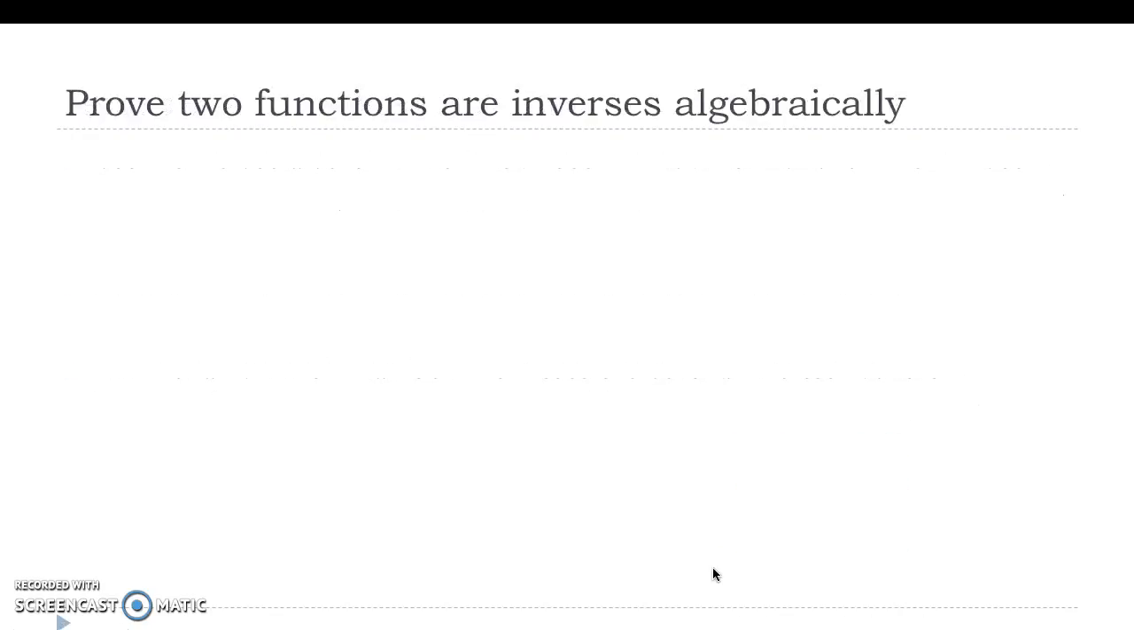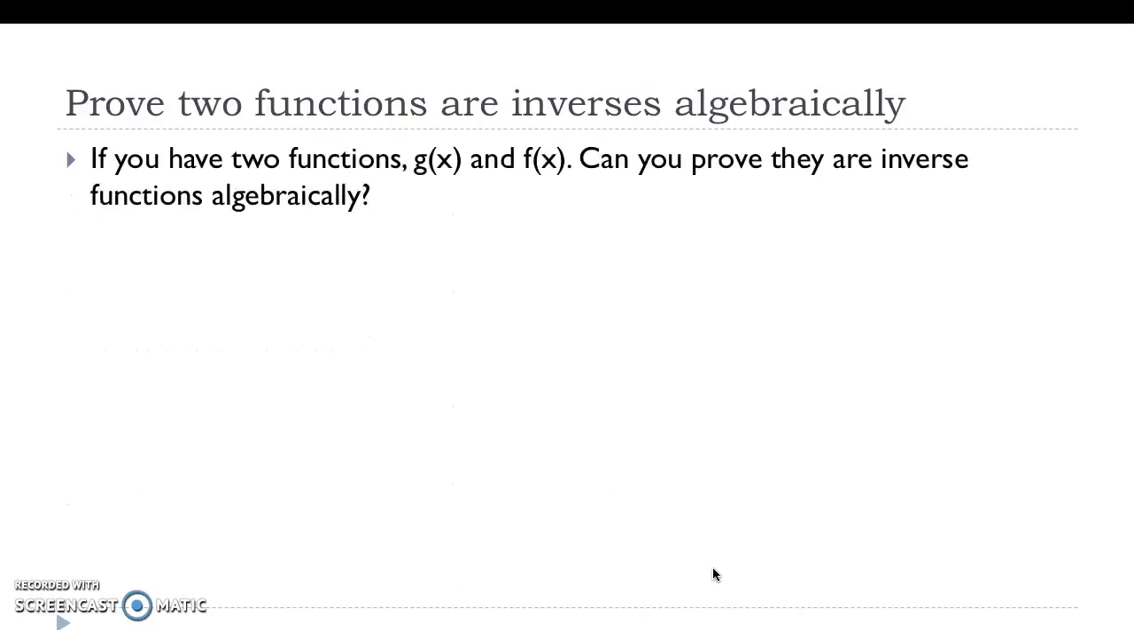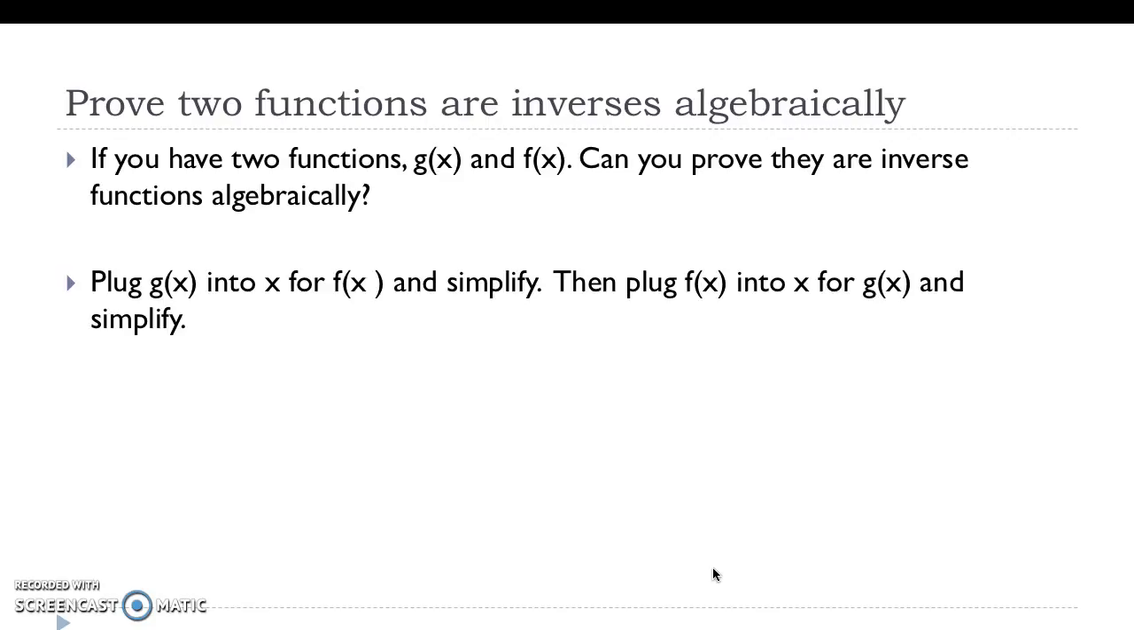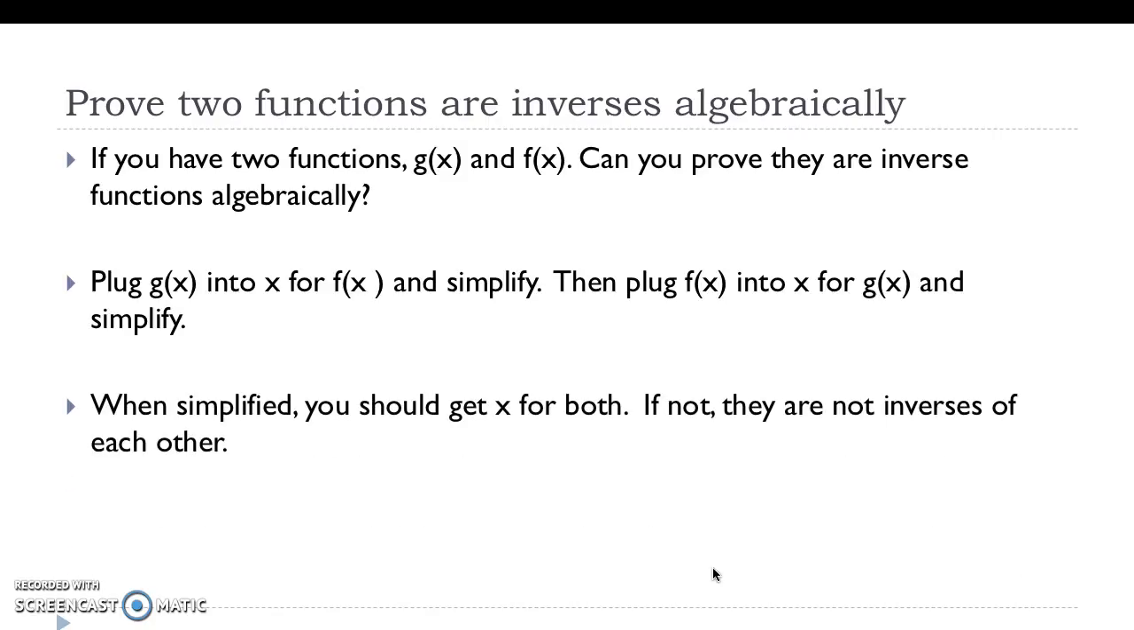So to prove two functions are inverses algebraically, if you have two functions, g of x and f of x, you can prove they are inverses algebraically by plugging g of x in for x in f of x and simplify, and then plug f of x in for x in g of x and simplify. So we're doing the composition of the functions both ways. When simplified, you should get x for both. If you do not get x for both, that means they are not inverses of each other.